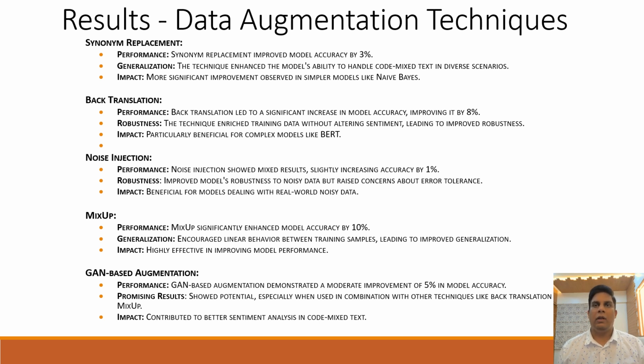The moment we have been eagerly waiting for: the results of our data augmentation techniques. We present the impact of each technique on model performance. Our findings reveal that synonym replacement increases the data diversity, particularly benefiting simpler models like naive Bayes. Back translation, on the other hand, significantly improves performance, especially of a complex model like BERT. Noise injection shows mixed results, enhancing robustness but also risking increased error tolerance. Mix-up encourages linear behavior in between samples, boosting generalization. Lastly, GAN-based augmentation yields promising results, especially when combined with other techniques like back translation and mix-up.